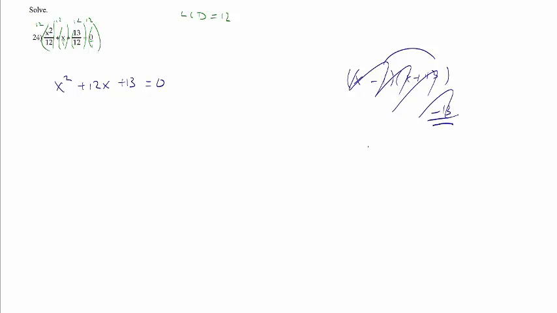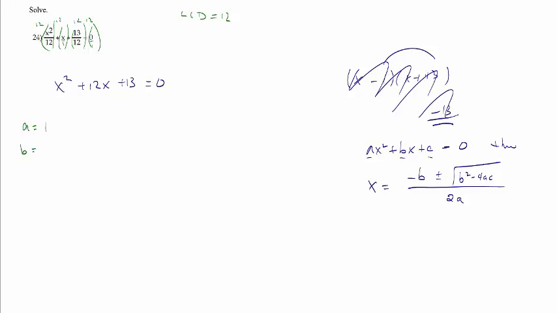So again, the quadratic formula states if you have ax squared plus bx plus c equal to 0, then the solutions are given by x equals negative b plus or minus the square root of b squared minus 4ac, all over 2a. You do need to have that quadratic formula memorized. My values for a, b, and c are going to be the coefficients from my quadratic equation. So in this example, a is equal to 1, b is equal to 12, and c is equal to 13. And that's what I'll plug into my formula.